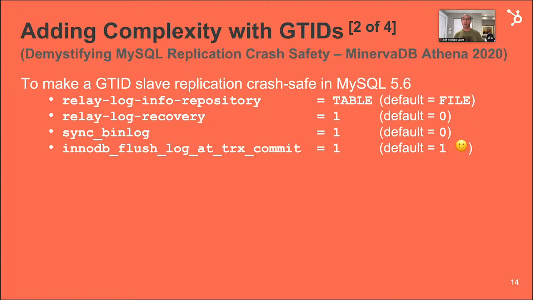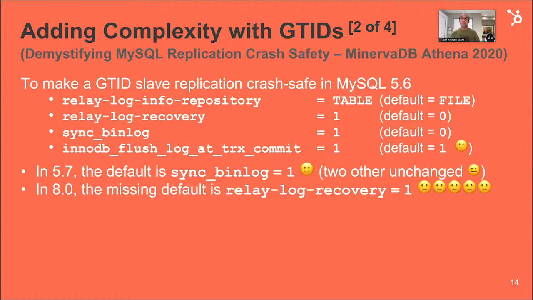So relay log info repository to table, and relay log recovery to 1, same thing as for file and position. Sync bin log equal 1, and also flush log at trx commit equal 1. When we use sync bin log set to something not 1, usually we don't sync at trx commit. But for crash safety, we need those two to be equal to 1.